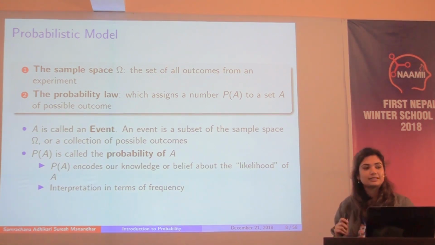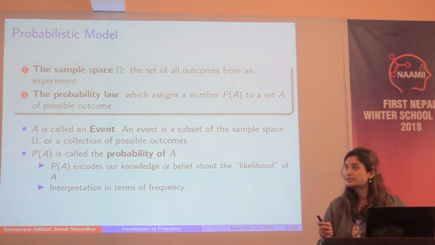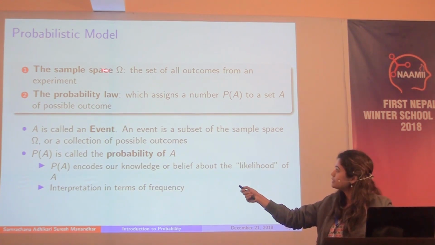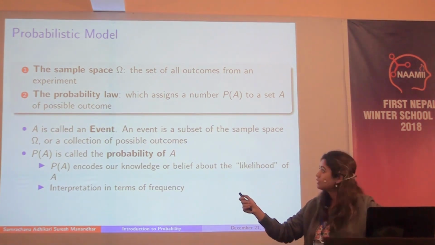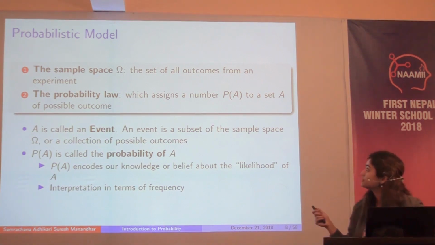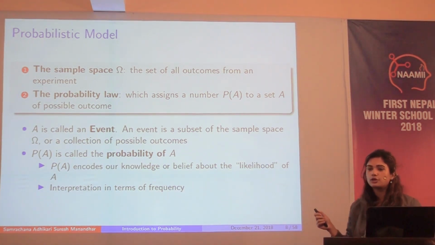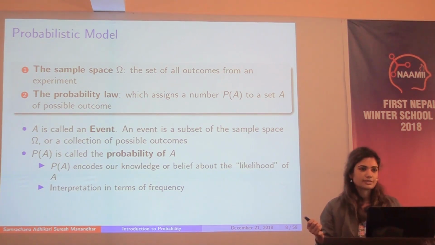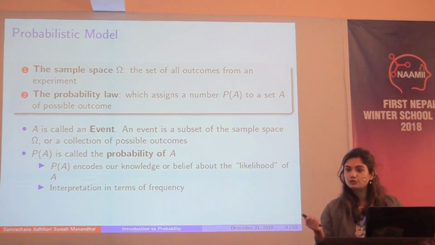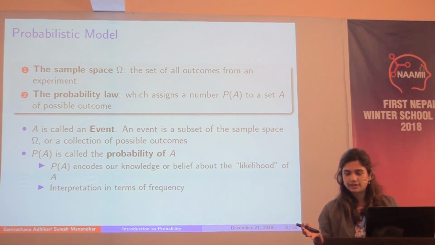So to mathematically define a probability, we need this idea of sample space and a probability law. The sample space is the set of all outcomes from an experiment. So for example, if we were to roll a dice, what is our sample space? We get 1, 2, 3, 4, 5, or 6. Those are the only possibilities, right?